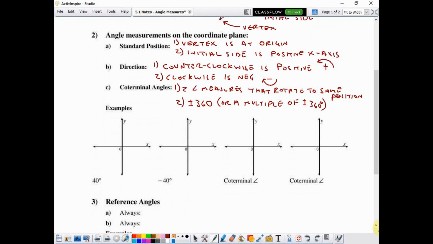So an example of a 40-degree angle. That's positive, so that's going to rotate counterclockwise. In standard position, there's the vertex at the origin, and there's the initial side, and positive rotates this way. So 40 degrees would look about like that. Negative 40 degrees, standard position still has the vertex at the origin, still has the initial side on the positive x-axis, but it rotates clockwise. So negative 40 degrees looks about like that.